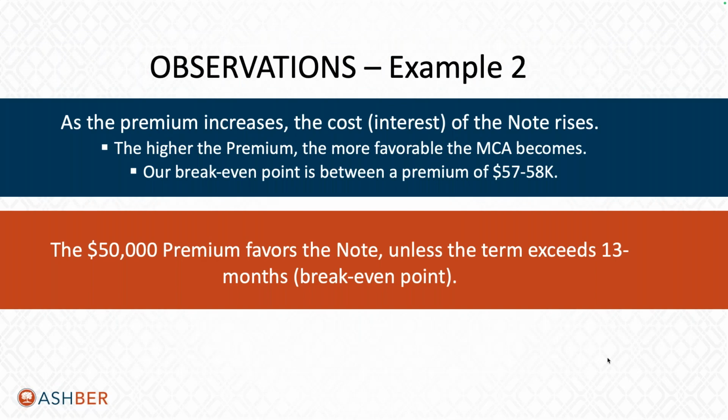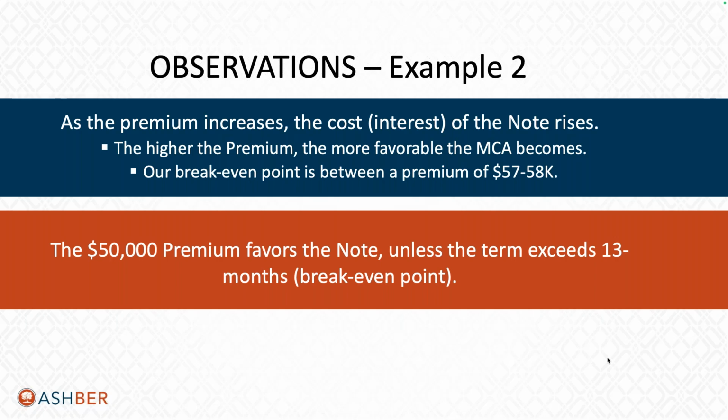So as I just mentioned, when you increase the premium, the cost of the note rises. It's a similar trajectory to the term. When you increase the term, you're going to increase the interest earned on the note, and you're going to do the same thing when you increase the premium. So larger premiums and longer terms tend to favor the annuity because the interest on the note that's accumulated is going to be higher. And then we have a couple break-even points to discuss.